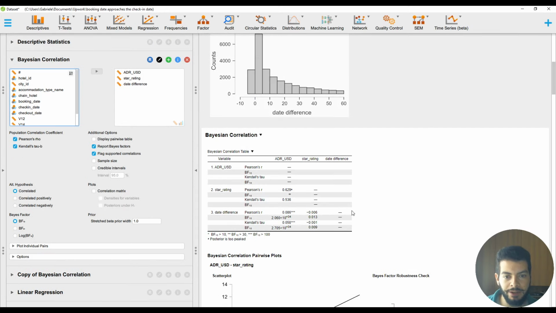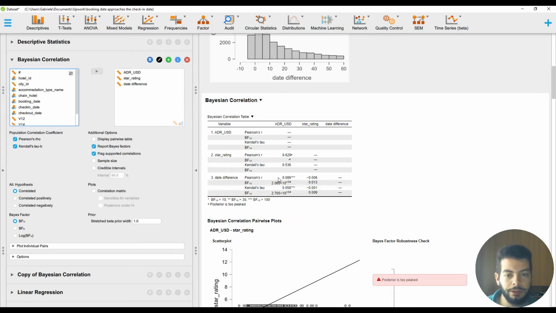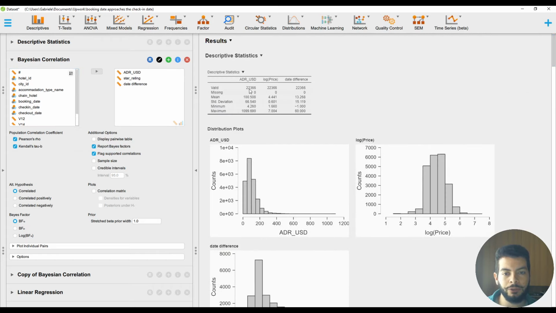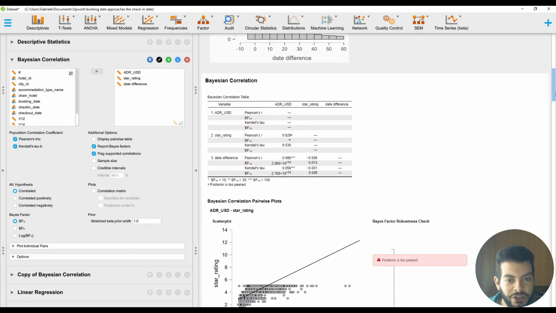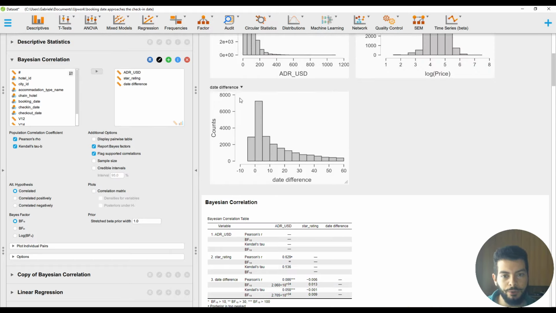Then I did the Bayesian correlations, which use the BF instead of the p-value to indicate significance. About the star rating, it is obvious. About the date difference, you can see that it is significant, but of course with this amount of rows, as I said on other occasions, it is easy to have significance, especially when we have this kind of problem I mentioned before.